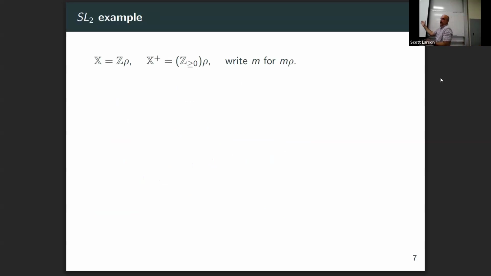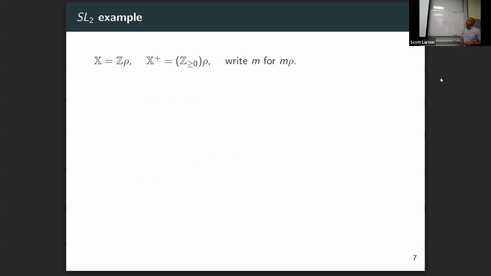Let's just quickly look at it in practice. So if you're taking SL2, which is the absolute easiest situation you can get, then the weight lattice identifies with the integers. There's only one fundamental dominant weight, so rho is that weight. So you have Z rho, and we'll just write M for M times rho as a weight. And then our dominant weights would just be the non-negative integers.